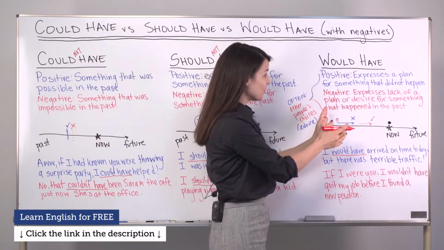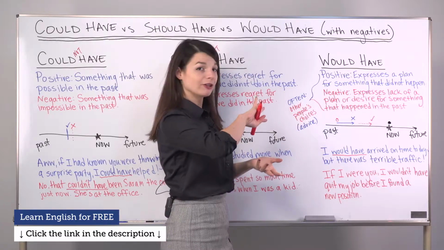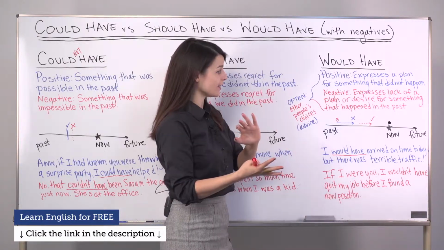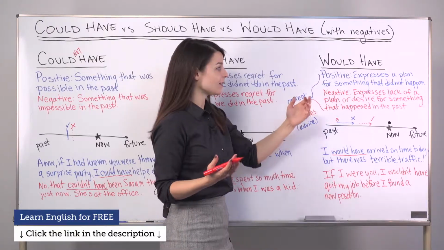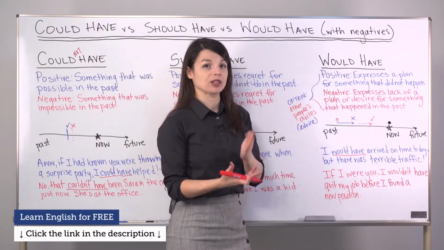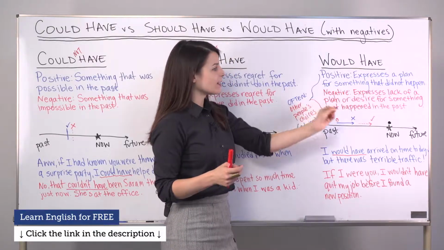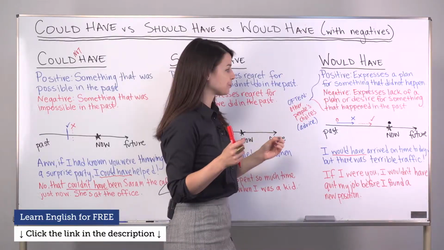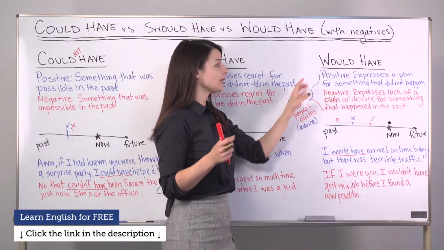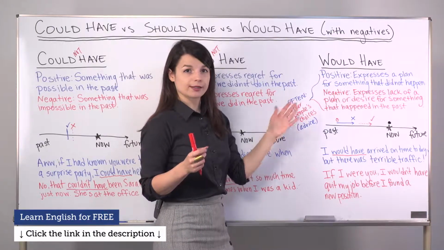Okay, so let's compare this then to the negative form. The negative form then expresses the opposite. So we have a lack of plan or a lack of a desire. So lack of something means no plan or no desire. So lack of plan for something that happened in the past. It did happen, yes.